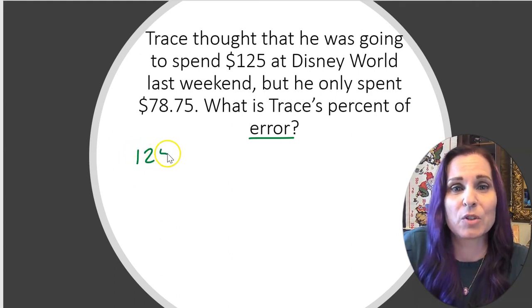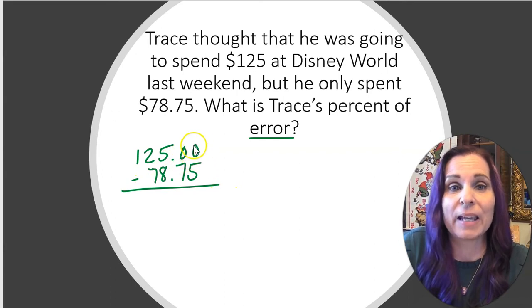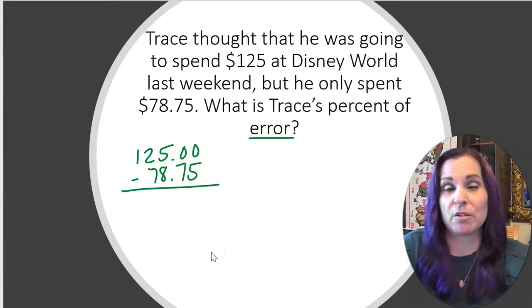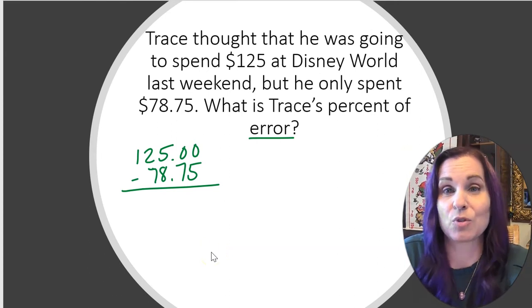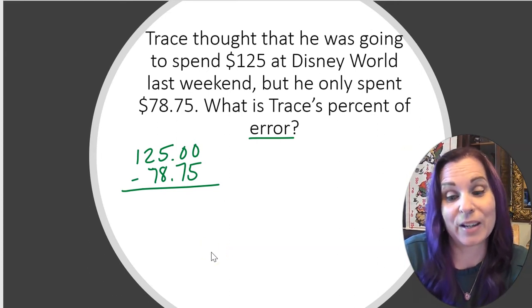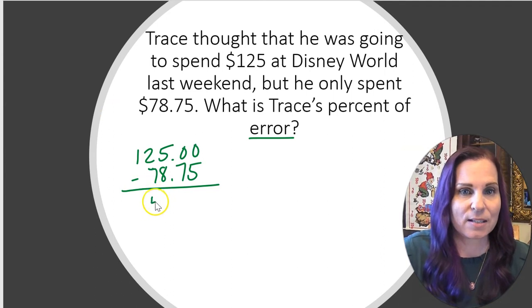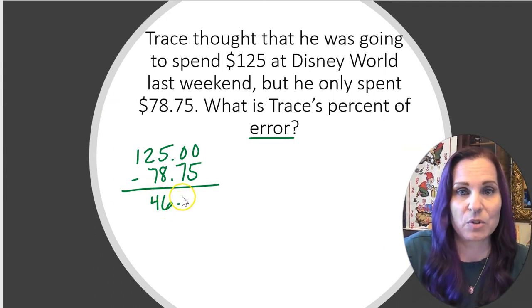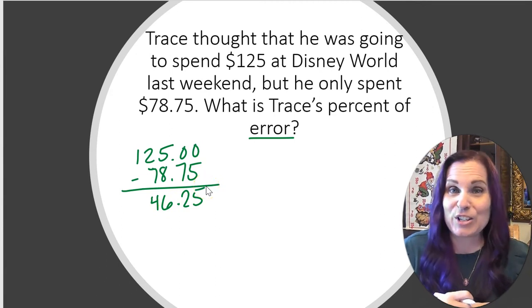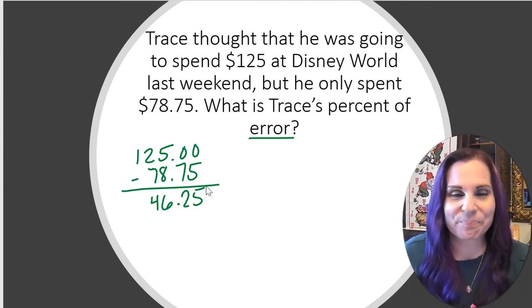He thought he was going to spend $125, but he only spent $78.75. So let's figure out that error. If I do this by hand, I would have to add a decimal and 00 after, because when you add or subtract decimals, you have to line up the decimal points. But I'm going to use my calculator. So 125 minus 78.75 is 46.25. Well, he was off by a lot, right? But that's good. Maybe he ended up saving money on certain things that he thought he was going to have to pay a lot more for.